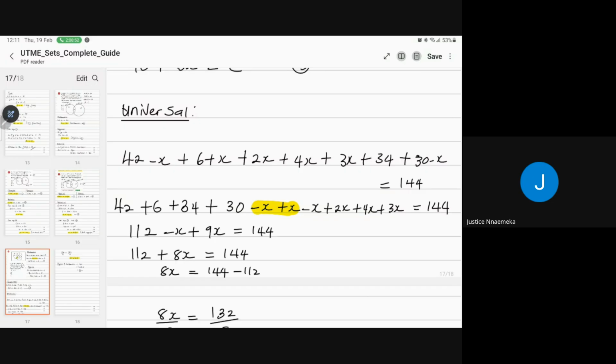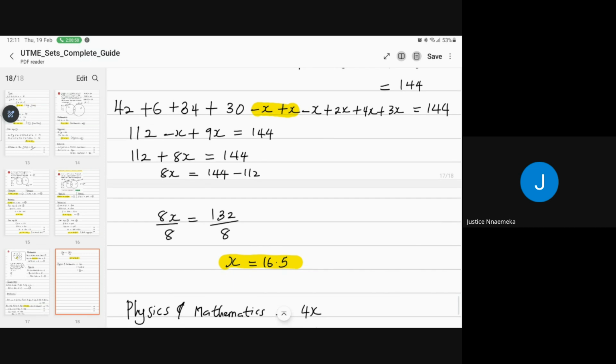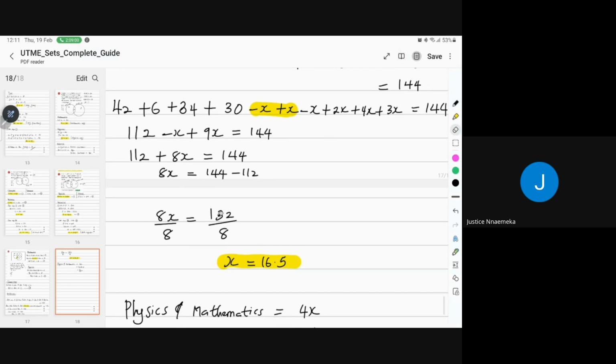The value you gave me is too much. I was writing 132, I'm not seeing it. Look at what I wrote here: 144 minus 112, I wrote 130 instead of 32. I didn't even check. This is 32, no wonder. How can you subtract 114 from there? It's 132. So we have that x is equal to 8 times 4 is 32.